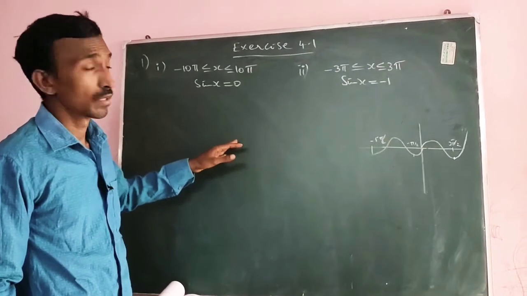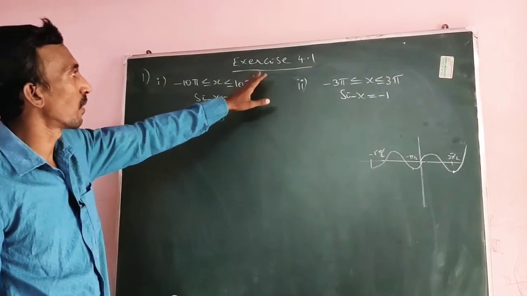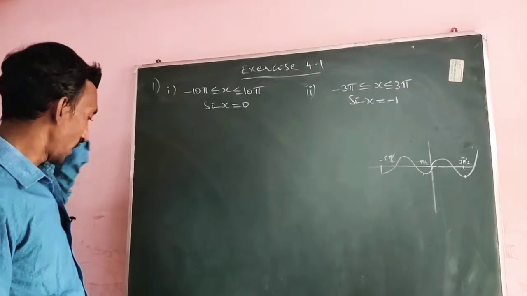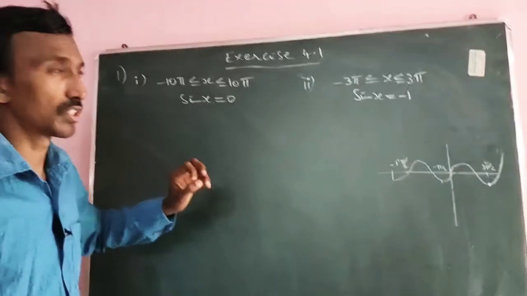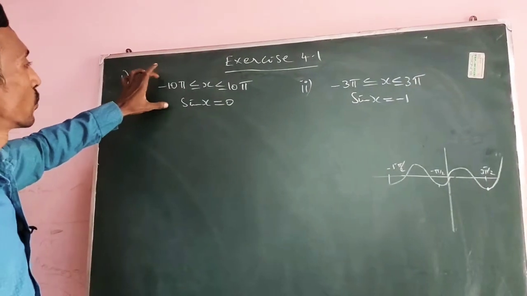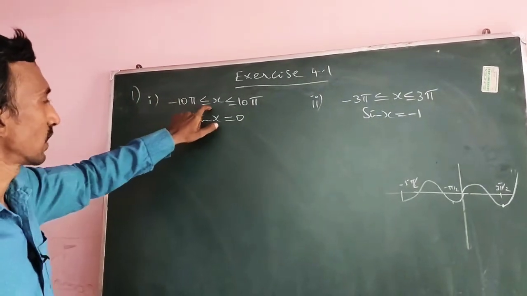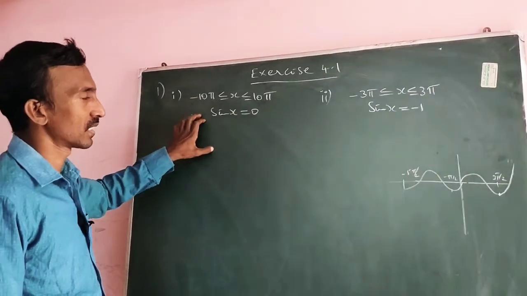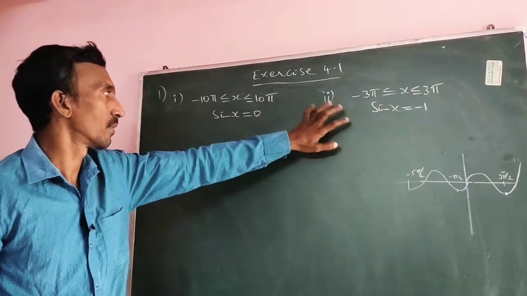Welcome my dear students. Today we are going to solve the problems in exercise 4.1. First subdivision: find all the values of x satisfying these two conditions. First one, minus 10 pi less than or equal to x less than or equal to 10 pi, and sin x equal to 0. Similarly, there is a second subdivision.